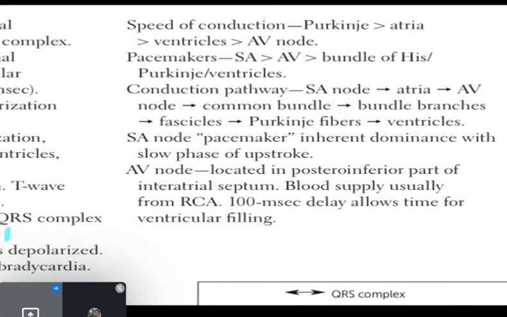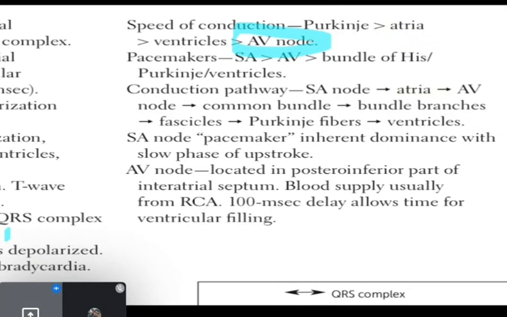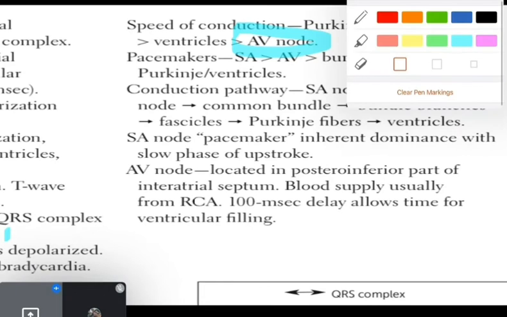Now let's see which one of these is the fastest. We know that the AV node is the slowest, because the AV node needs to delay the signal so the ventricles will have time to fill, or to take blood from the atrium. So the AV node has the slowest speed of electrical conduction.